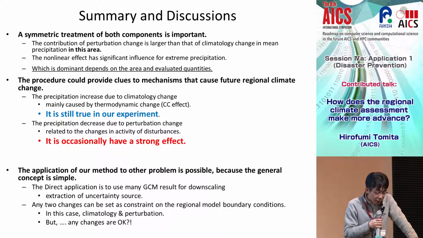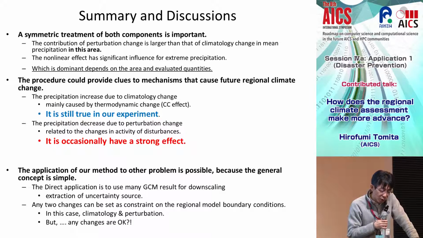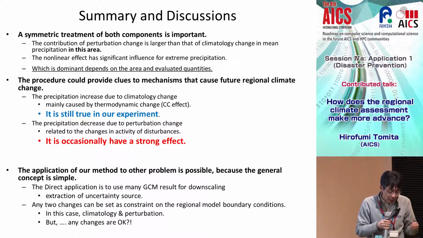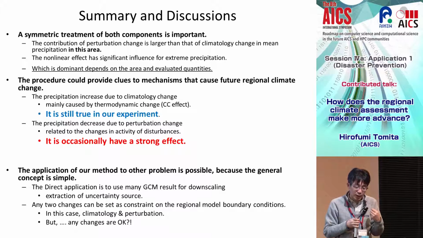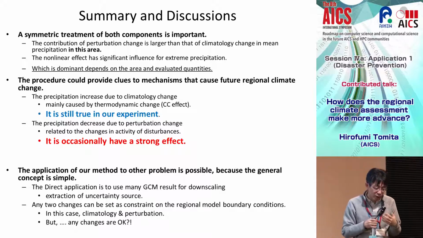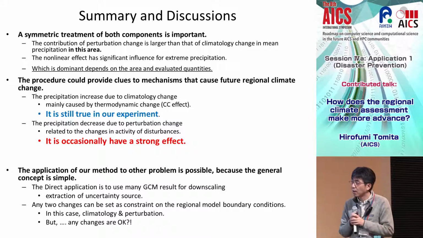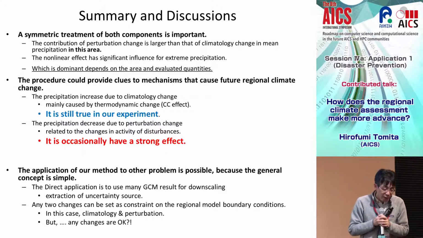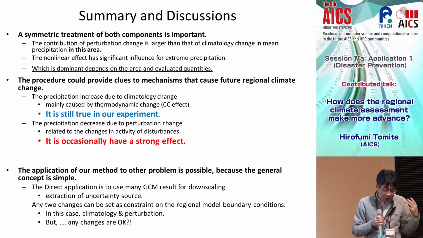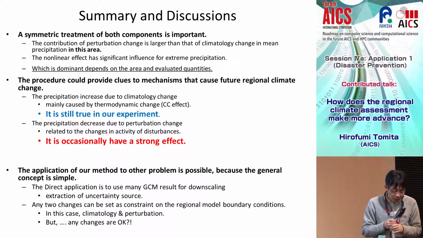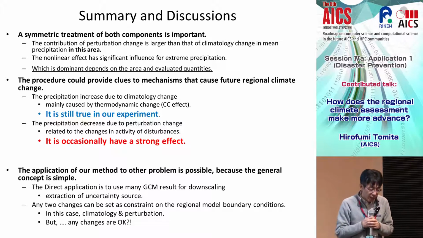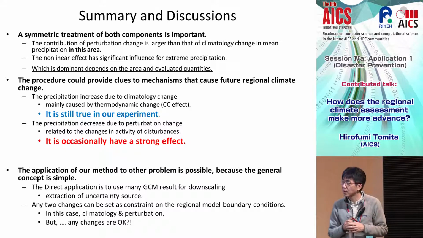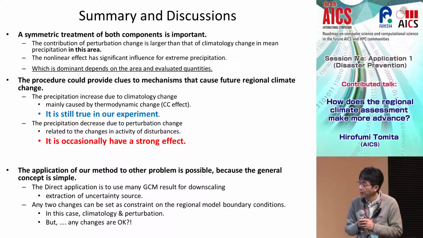And the precipitation increase due to climatology change is mainly caused by thermodynamic change. That is the so-called Clausius-Clapeyron effect. And it is true in our experiment also. And the precipitation decrease due to perturbation change is related to the change in activity of disturbances. And it occasionally has a strong effect. This conclusion is very, very important.